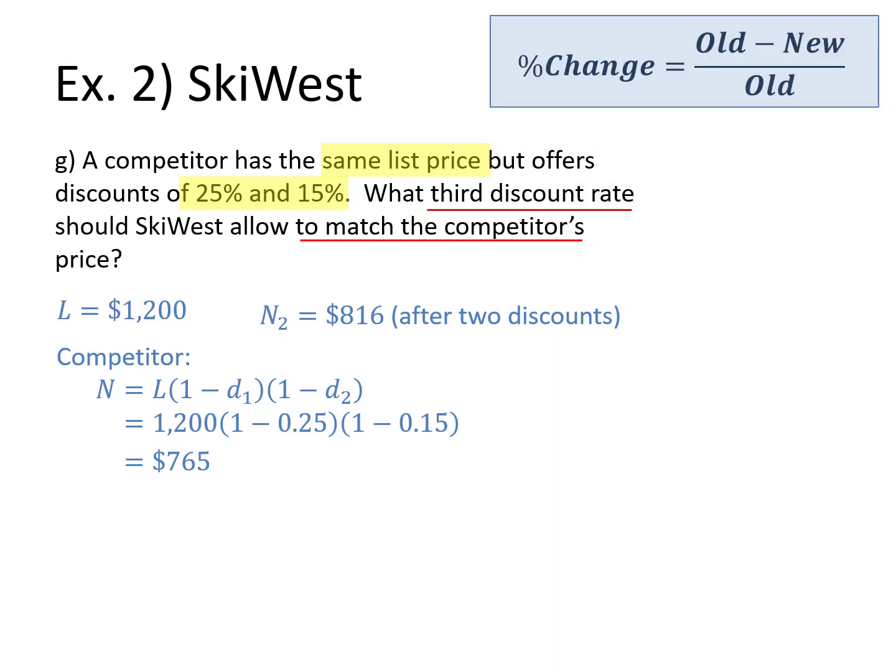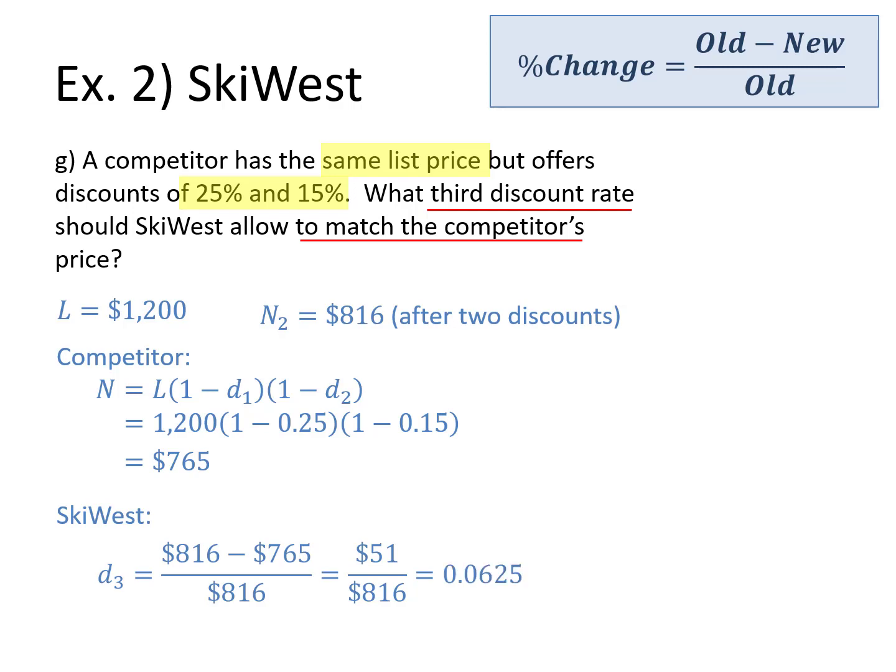So using our percent change formula, we're going to take the old minus the new, 816 minus 765, and divide it by the old net price of $816. So we can see in the numerator that this is the discounted amount that Ski West wants, 816 minus 765, or $51, and that our denominator is Ski West's current net price, which is the old net price of $816. That gives us 0.0625. Turning that into a percentage, I get 6.25%.